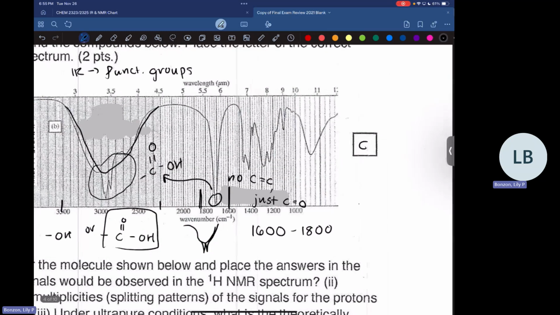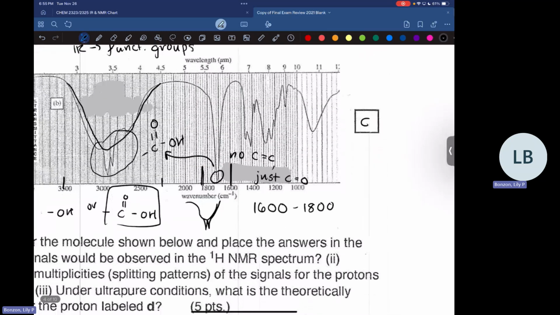So yeah, so 1600 to 1800, you could see C double bond C, C double bond O, usually C double bond N. And so for the purposes of what we learn in the class, you're not going to see the C double bond N because that's orgo-2 stuff. So your two options pretty much are C double bond C or C double bond O.